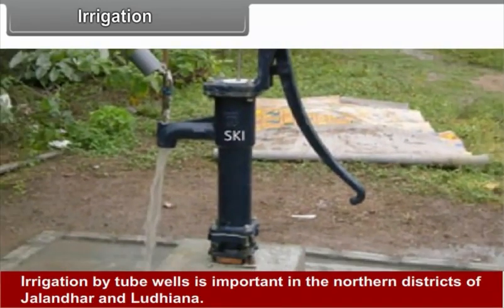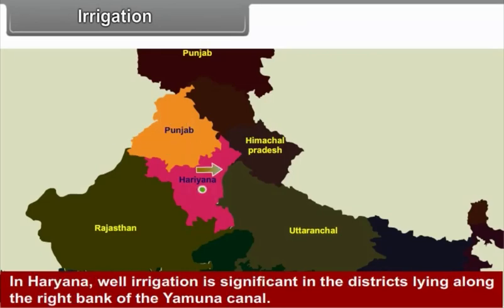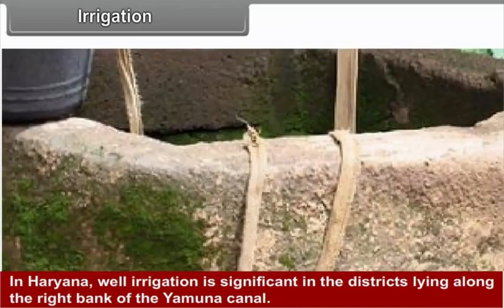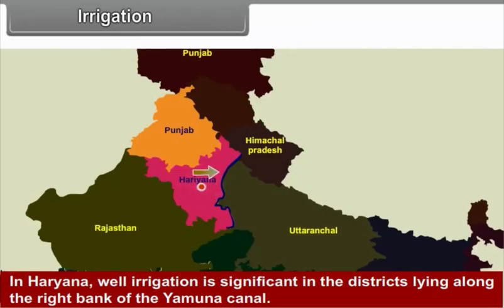Irrigation by tube wells is important in the northern districts of Jalandhar and Ludhiana. In Haryana, well irrigation is significant in the districts lying along the right bank of Yamuna Canal.